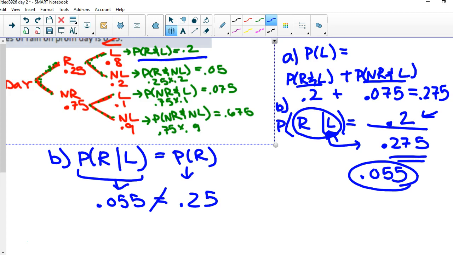All right, that's tree diagrams. That's talking about conditional probability and independence. Hopefully that helped.